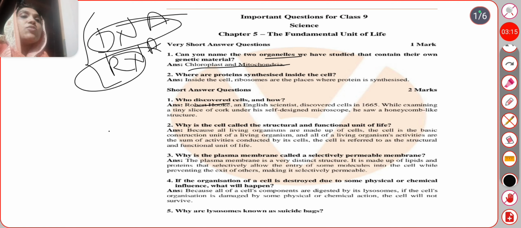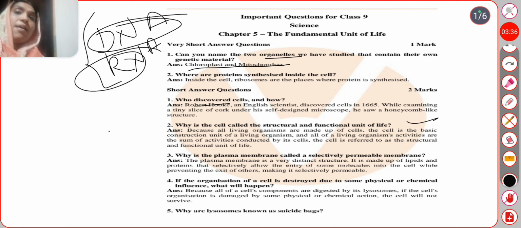Why is the cell called the structural and functional unit of life? That is a very important question. Because all living organisms are made up of cells. Every living organism is made of cells. The cell is the basic construction unit of a living organism, and all of the organism's activities are conducted by its cells. So the cell is referred to as the structural and functional unit of life.